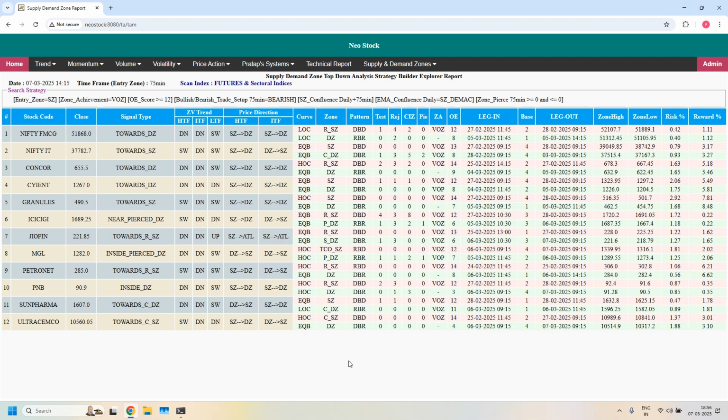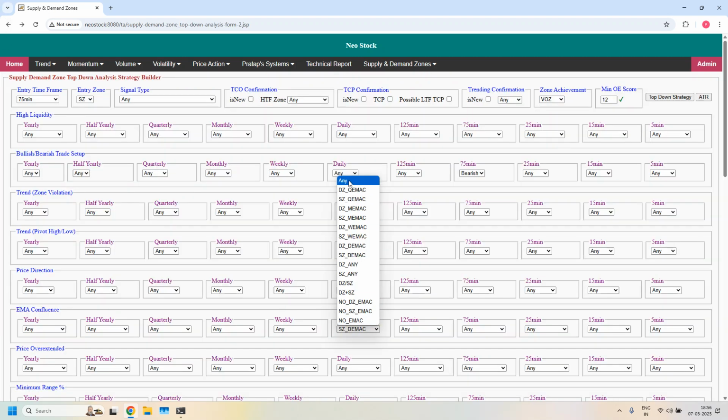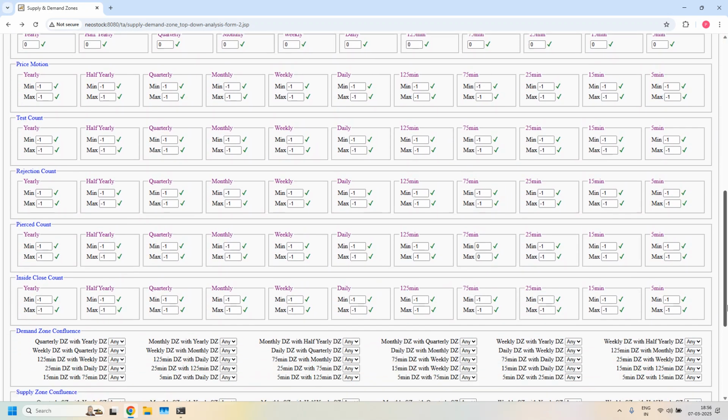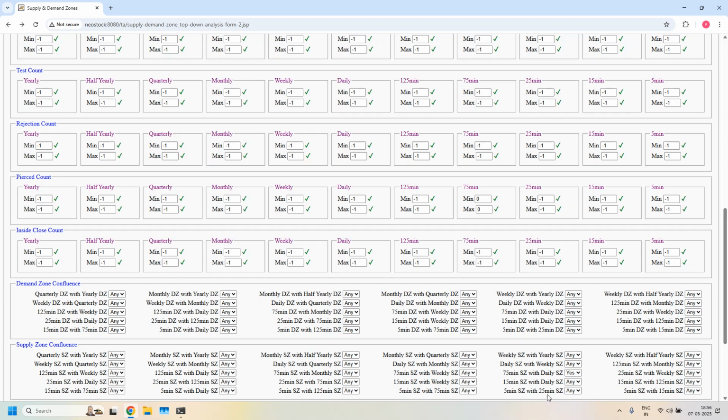Okay, next we will further filter, not these stocks, but from the original list. Let us verify how many are having LTF, ITF, HTF supply zone confluence. I am removing the EMA filter. Now in the supply zone confluence, three filters we have to set. First filter we already enabled, 75 with daily supply zone confluence. Second filter, 75 minute supply zone with weekly supply zone confluence. Third filter, daily supply zone with weekly supply zone confluence.